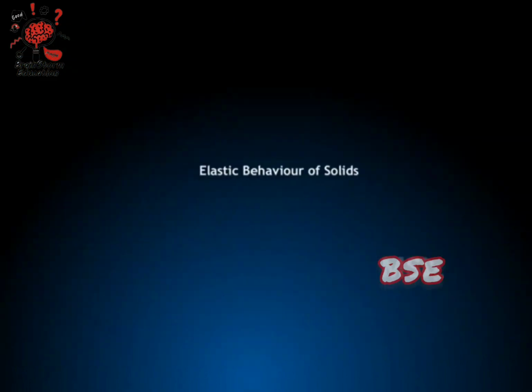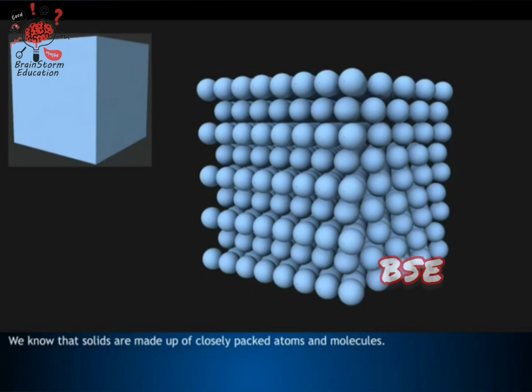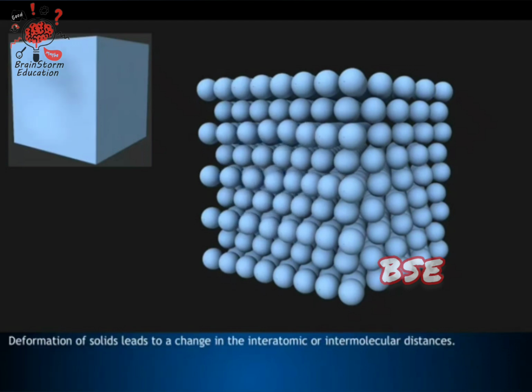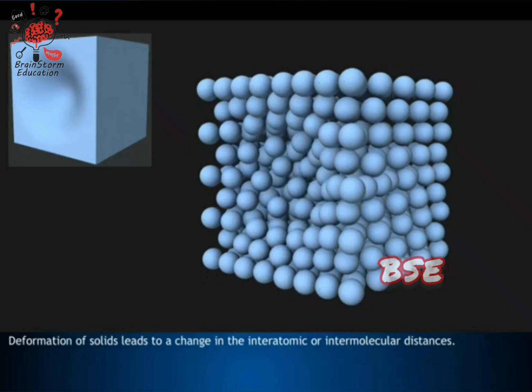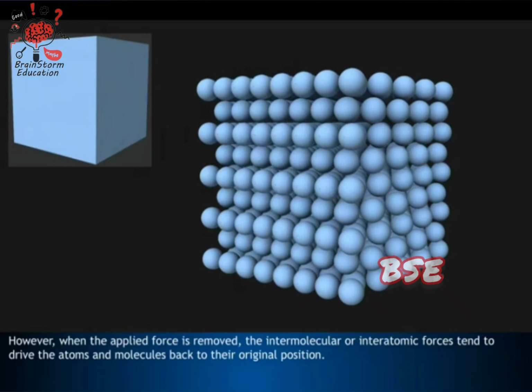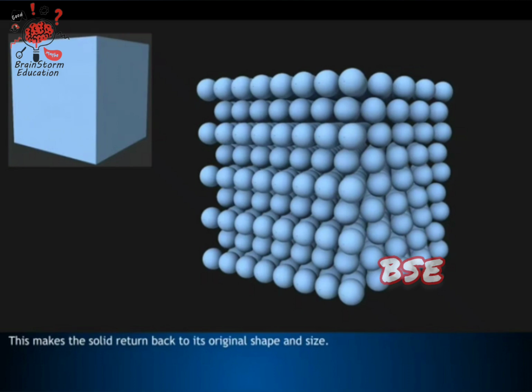Behavior of solids. We know that solids are made up of closely packed atoms and molecules. These atoms are held together by interatomic and intermolecular forces, which keep them together in a stable position. Deformation of solids leads to a change in the interatomic or intermolecular distances. However, when the applied force is removed, the intermolecular or interatomic forces tend to drive the atoms and molecules back to their original position. This makes the solid return back to its original shape and size.